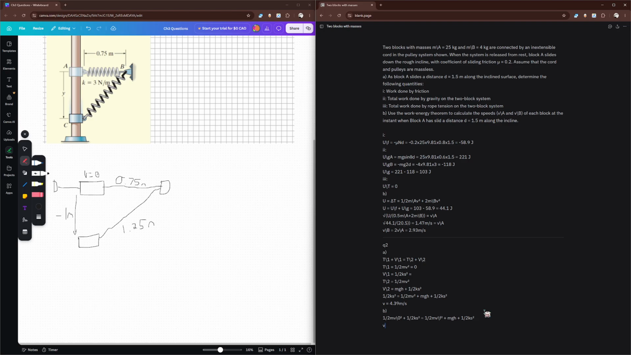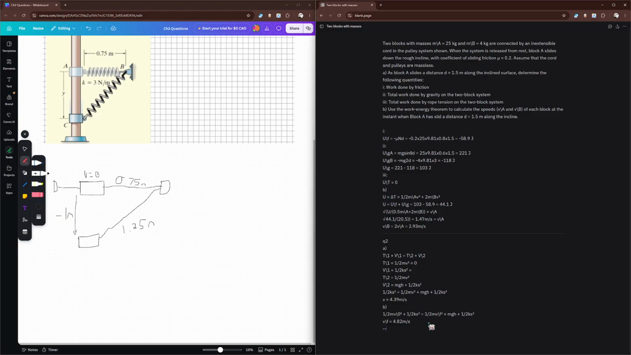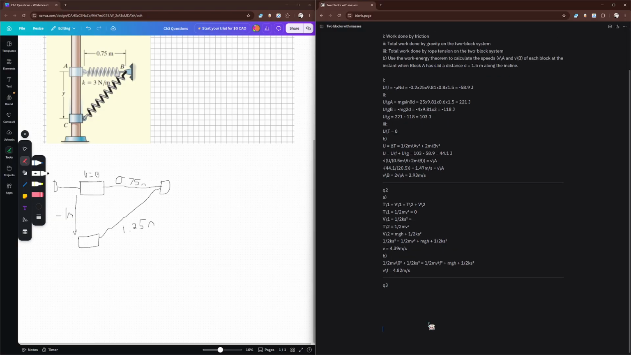So you do, again, another rearrangement, which is, again, just subtracting these from this side, dividing by half m, and then taking the square root of everything. You're going to get, after I calculate this, Vf, and I'll just mark that, Vf is equal to 4.82 meters per second. Okay, that's how you solve that question right there.